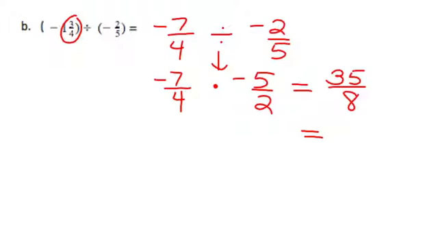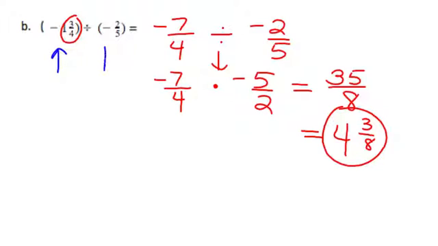And now change it to a mixed number. 8 goes into 35 4 times, because that'll give me 32. 8 times 4 is 32. And I'll have 3 left over, and then I keep the denominator 8. And again, you can even look at the original problem. I know my answer is positive because a negative divided by a negative should be a positive answer.